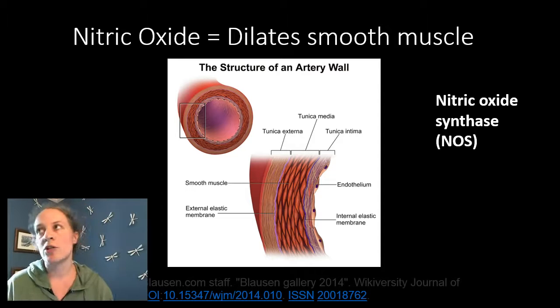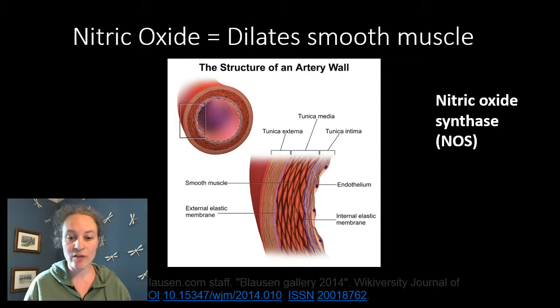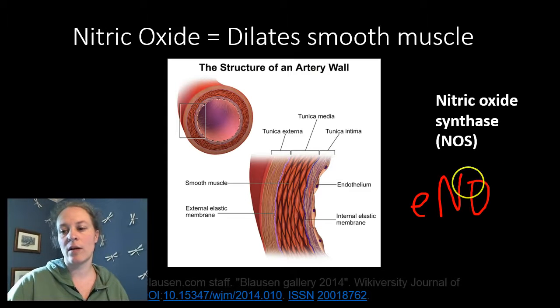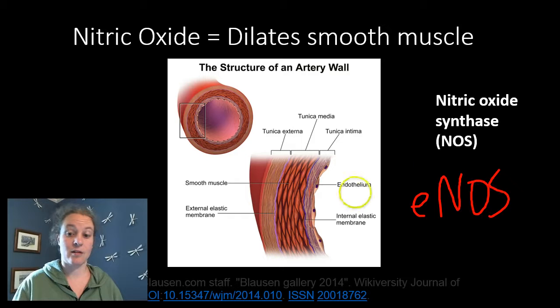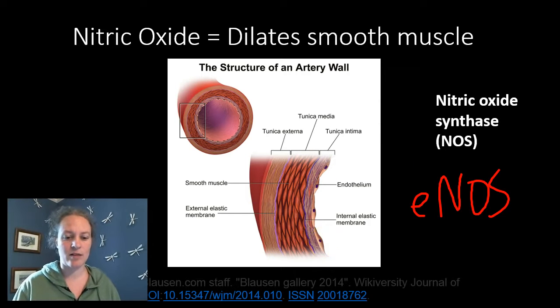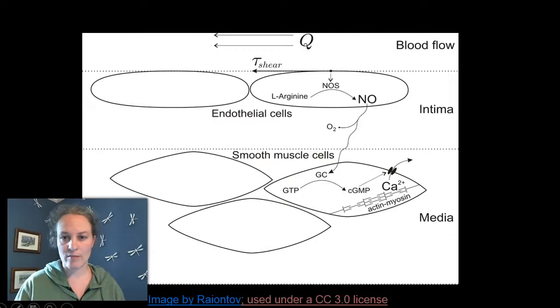We're not going to worry too much about the other two, but the one we're specifically worried about is one called endothelial nitric oxide synthase, or NOS, because that's the kind that's made in the endothelium. And let's have a look in our next slide at how that happens. I'm sorry, this looks a little intense, but we're just going to plow through.